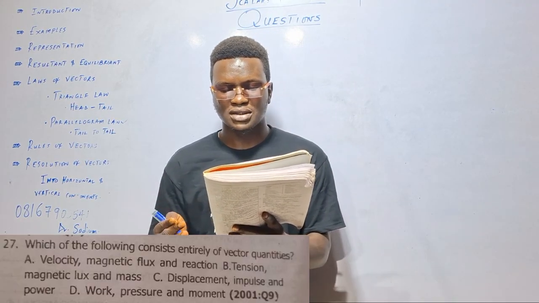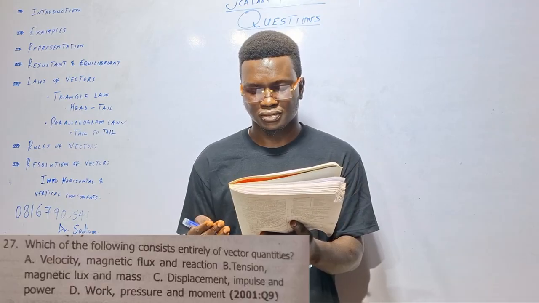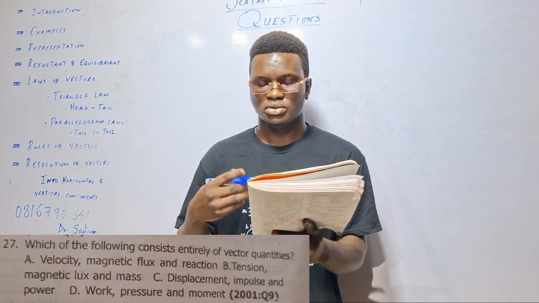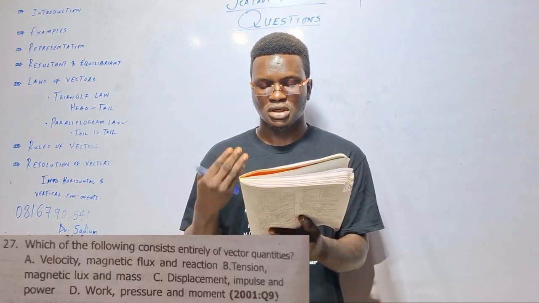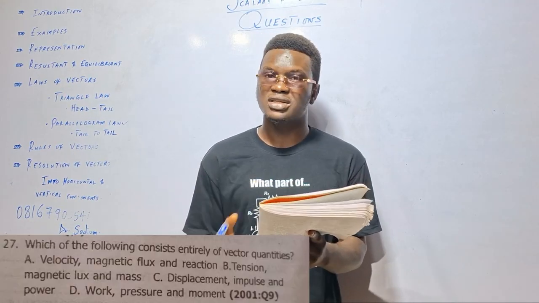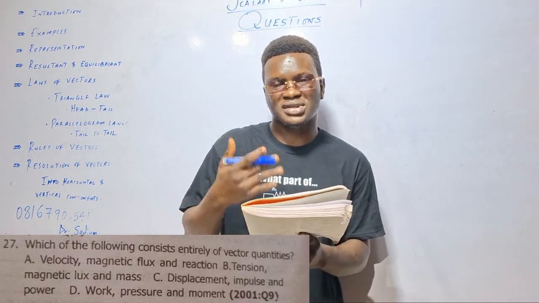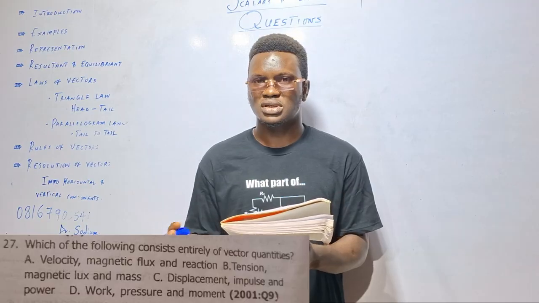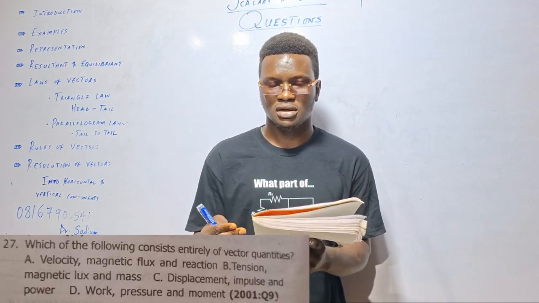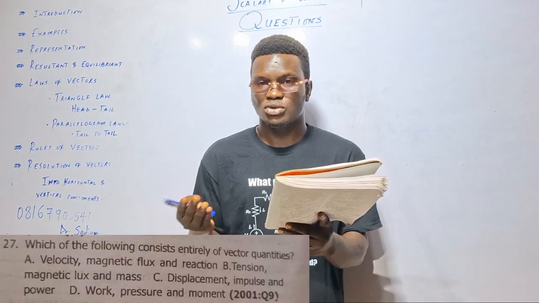So if you look at it, option A says velocity, magnetic flux, and reaction. Reaction is talking about force. Velocity is also a vector quantity. Maybe they wanted to write magnetic flux density. Because magnetic flux phi is actually a scalar quantity, but magnetic flux density is a vector quantity. So let's check that out. The right answer to this would have been option A if it had been magnetic flux density. But in this case, there is no answer.